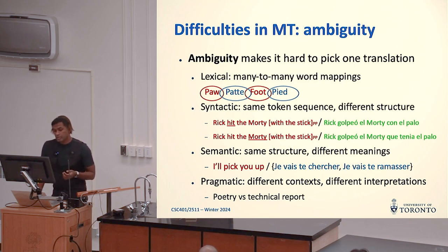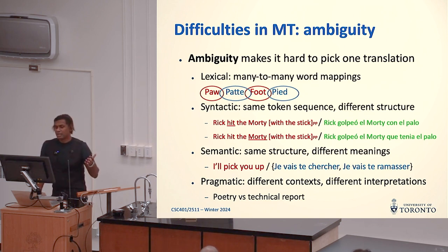Another common example is the same token sequence but different inference. So, Rick hit the Morty with the stick. Rick hit Morty with the stick. I think a better example here is: a man saw a policeman with a binocular, right?